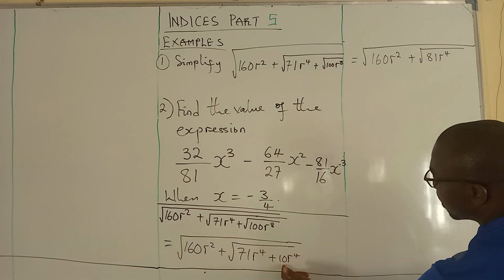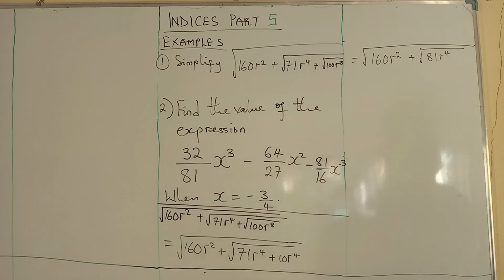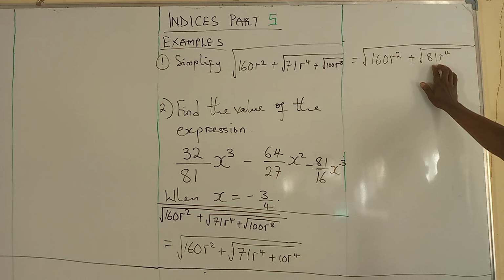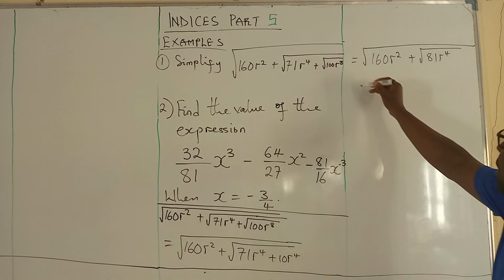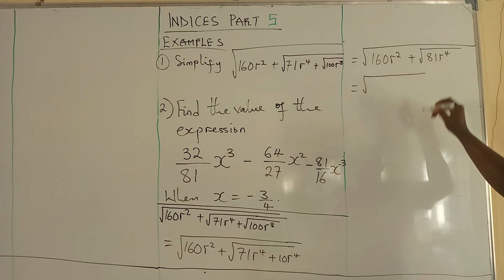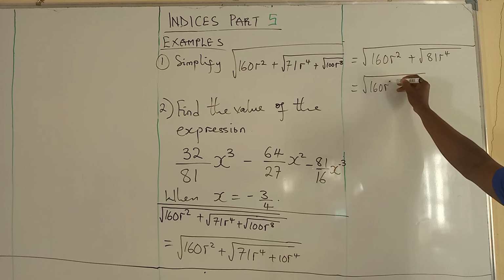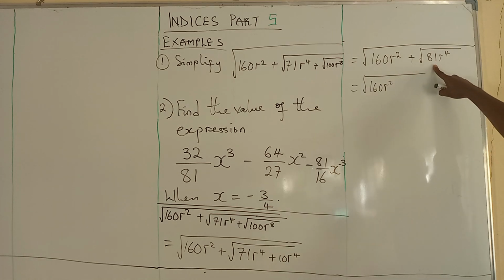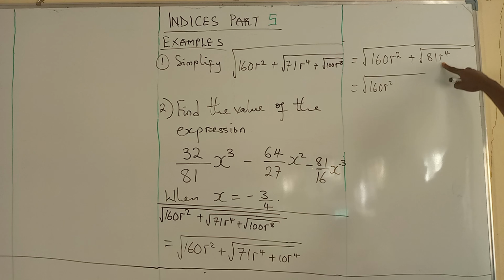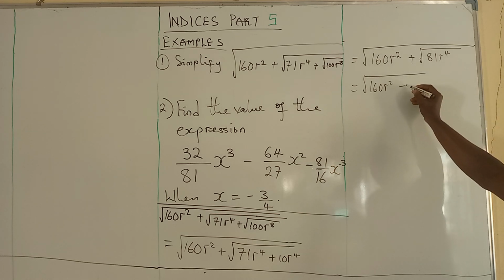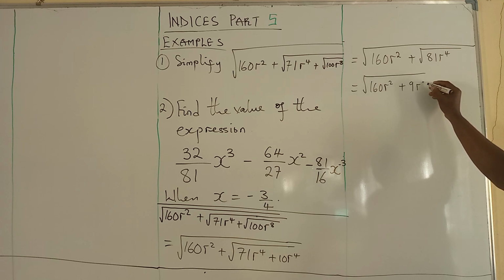71r to power 4 plus 10r to power 4 will give you 81r raised to power 4. All right, we'll still treat this one first. The square root of 81 is 9. The square root of r raised to power 4 is r raised to power 2. So that will give us plus 9r raised to power 2.